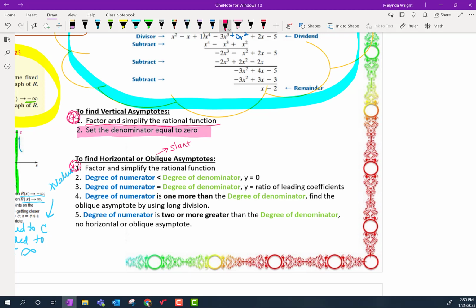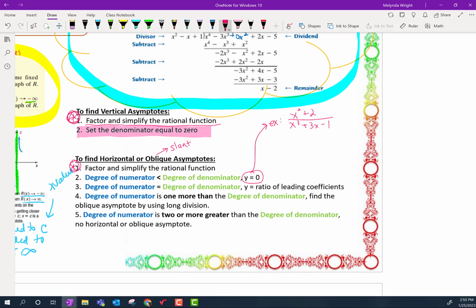Okay, so that's first. Now, on number two, if the degree of the numerator is smaller than the degree of the denominator, my horizontal asymptote is going to be y equals 0. So let me give you a little example. Let's say I have x squared plus 2 over x cubed plus 3x minus 1.